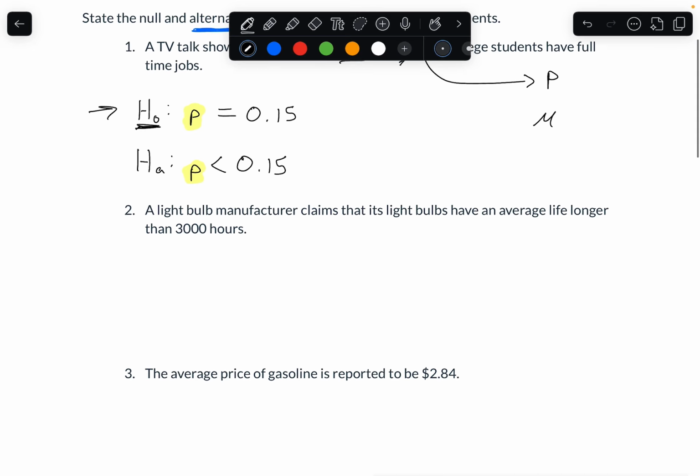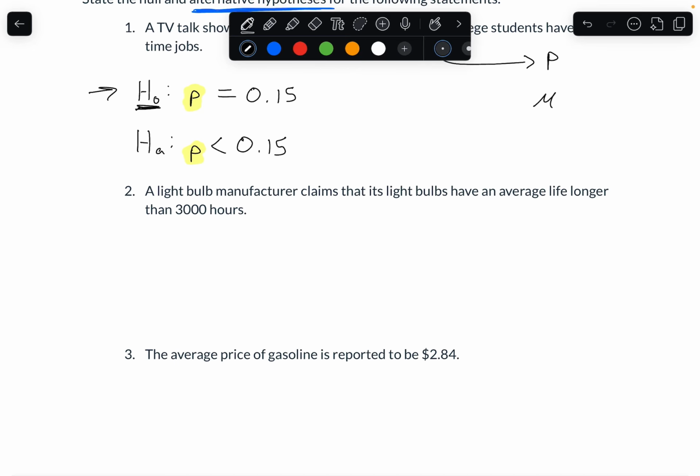Let's take a look at another one here. Number 2 says a light bulb manufacturer claims that its light bulbs have an average life longer than 3,000 hours. So I'm looking at this, my mind is drawn to the word average, which means we're probably talking about a population average. So when we set up our null hypothesis and our alternative hypothesis, the parameter that we're going to be using is the population mean, which is that Greek letter mu.